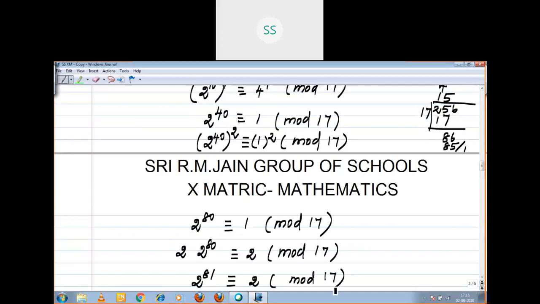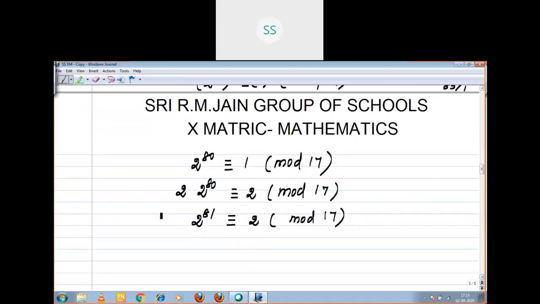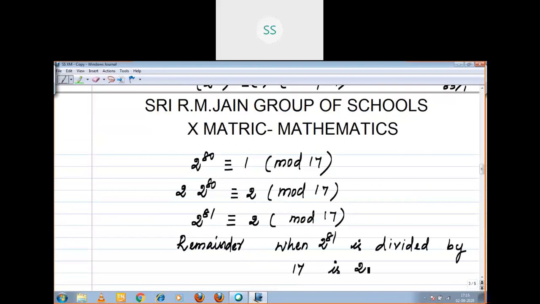That means what is your conclusion at the end? The remainder when 2 to the power 81 is divided by 17 is 2. Got it children? They are asking to find the remainder, when 2 to the power 81 is divided by 17, which is 2. Got it children? Now you understood or not?